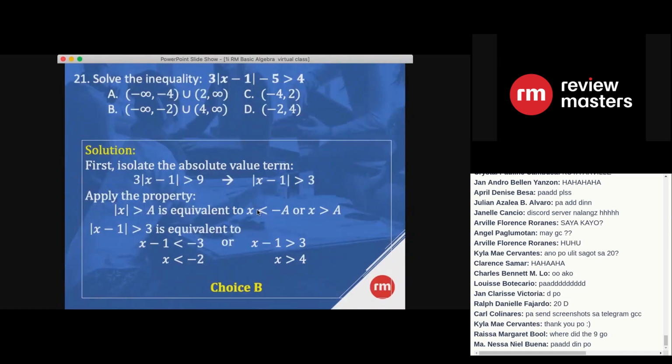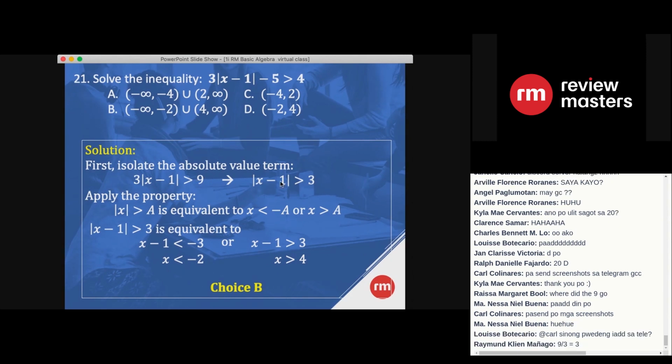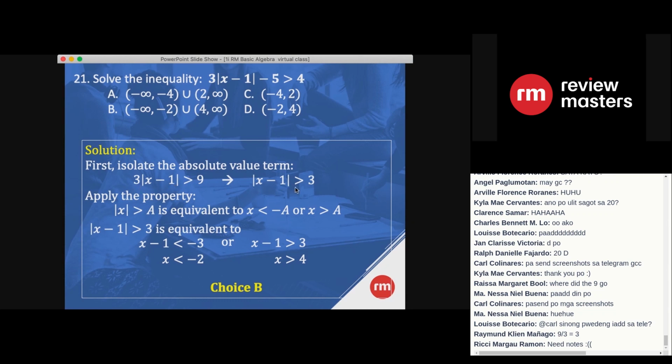Where did 9 go? Yung 9 here, dinivide mo siya by 3. Kaya naging 9 divided by 3 is 3. Itong 3, absolute value of x minus 1 divided by 3, kaya naging ganyan.